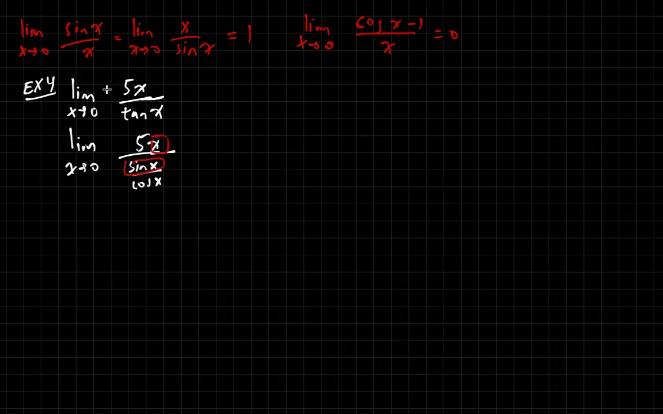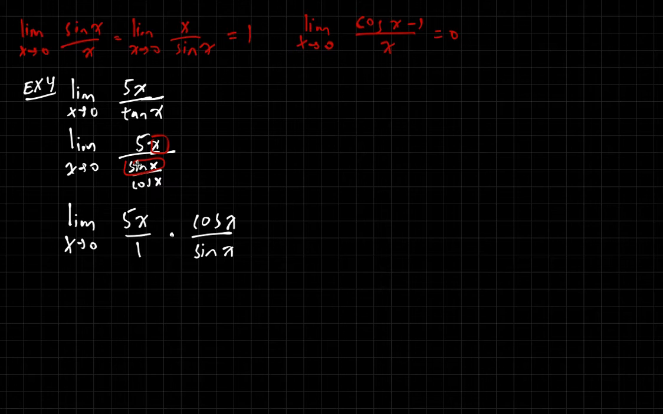So maybe if I do this, 5x over 1 times cosine x over sine x, right? I took this and put it out here. So this is a multiplication sign and this is flipped, right? So now I have my x, I have my sine x. What I want to do is pair these two underneath the same fraction because that matches the formula. So this x is going to stay right here. I'm going to move this 5 over here. I'm going to move this sine of x over here.